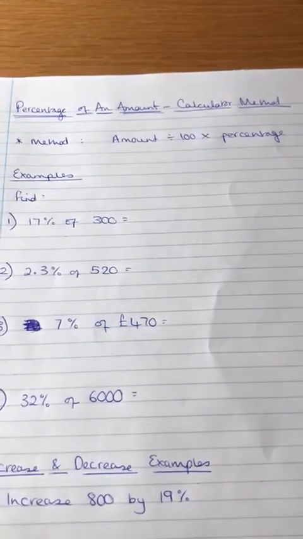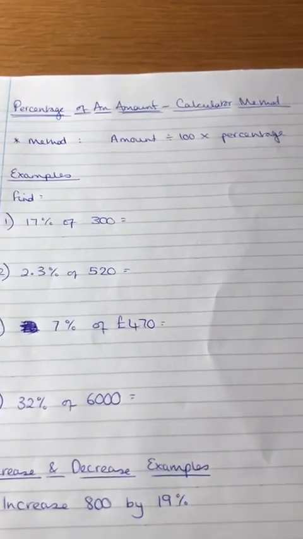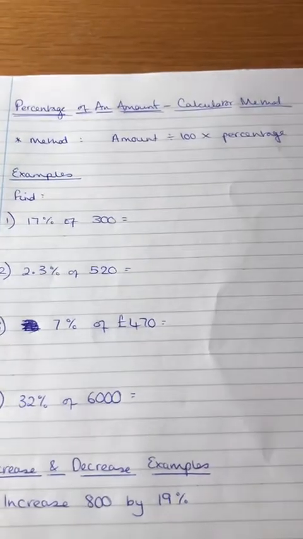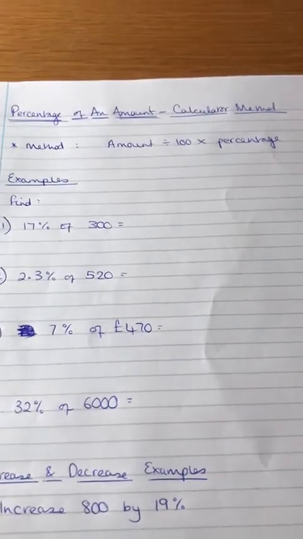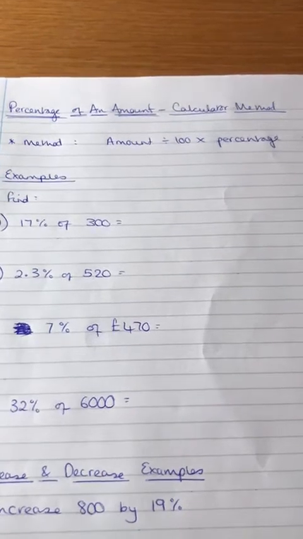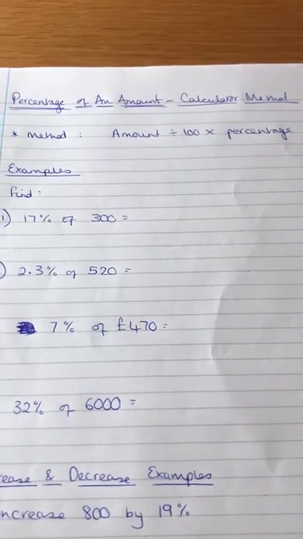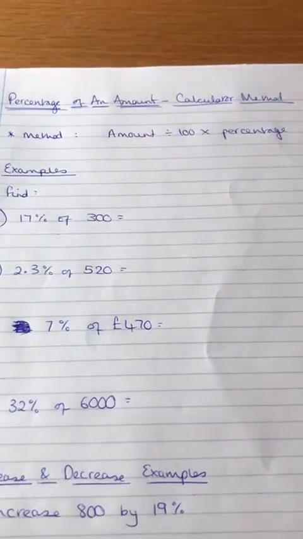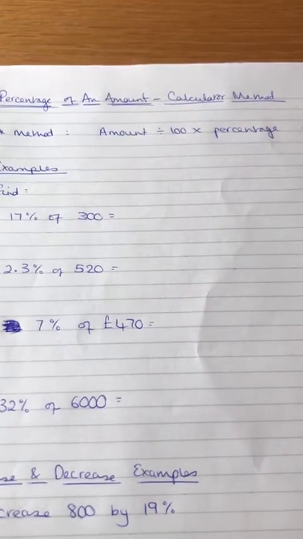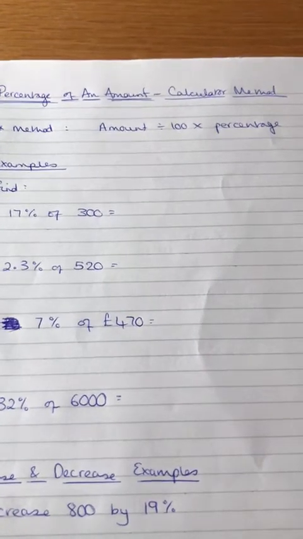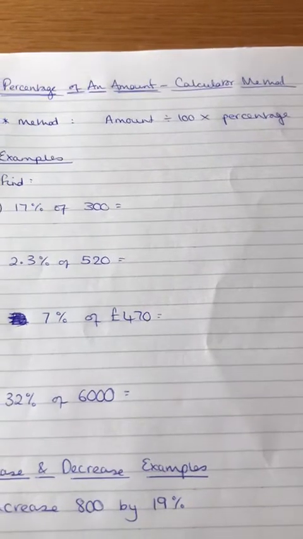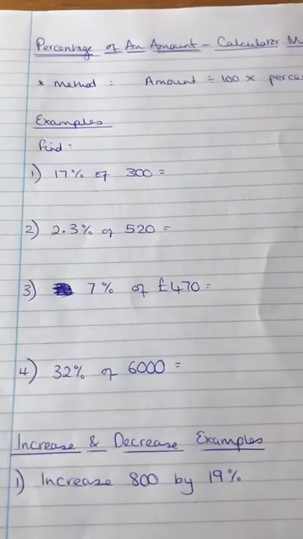Hi, so this lesson is going to be on finding a percentage of an amount, but we're going to focus specifically on the calculator method. Now the calculator method is very quick and easy to use and it never changes, it's always the same. The method is you take the amount, you divide by 100 and then times by the percentage you've been asked to find. So we'll go straight into doing some examples.